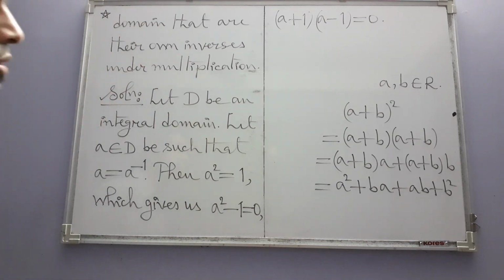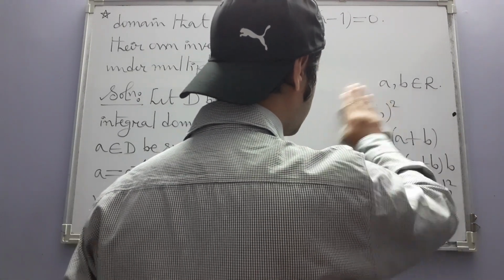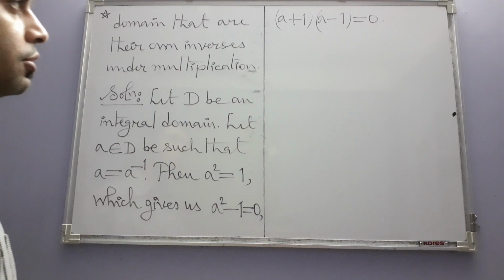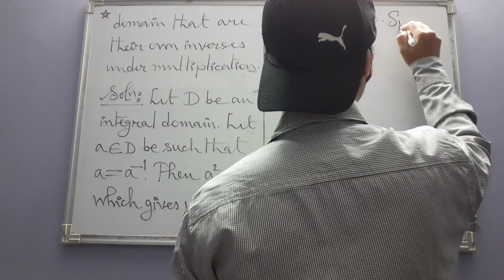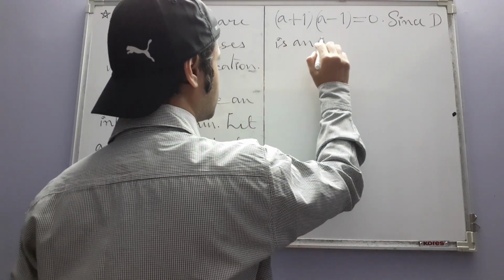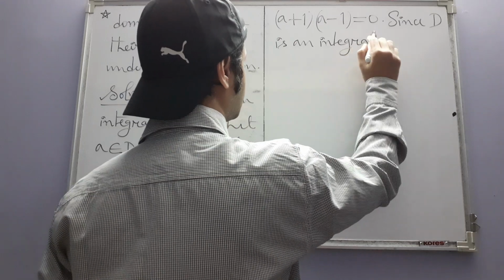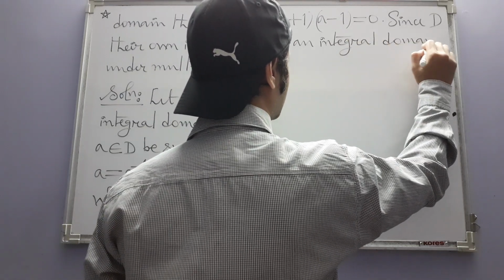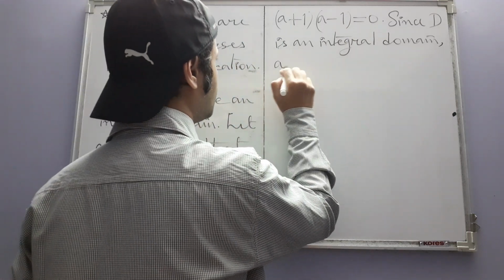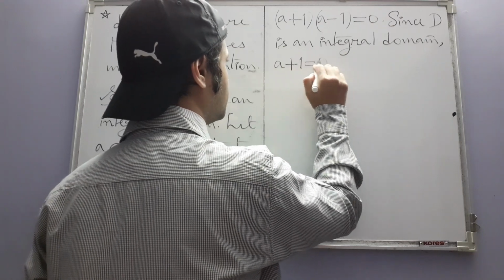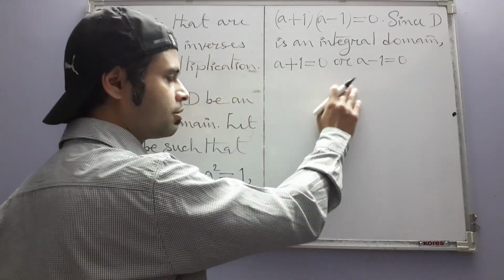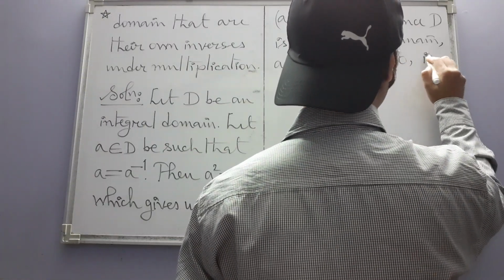But anyway, we now have this, and now of course, since we are in an integral domain and the product is 0, at least one of them should be 0. Since D is an integral domain and hence is devoid of zero divisors, A plus 1 is 0 or A minus 1 is 0, or of course both are 0. This or is inclusive or, it's understood, i.e.